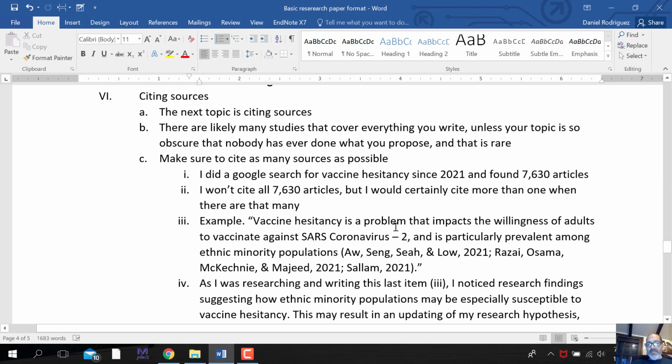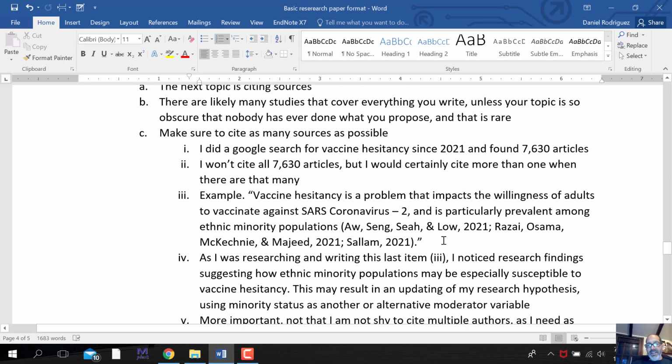Vaccine hesitancy is a problem that impacts the willingness of adults to vaccinate against SARS coronavirus 2 and is particularly prevalent among ethnic minority populations. So when I looked at those 7,630 articles, I just read through a few of them quickly, and a couple of things I noted. Well, just these three are sources that already discussed what vaccine hesitancy is, so I can use those as sources because, hey, I didn't come up with the idea of vaccine hesitancy, and I cannot claim that I did.